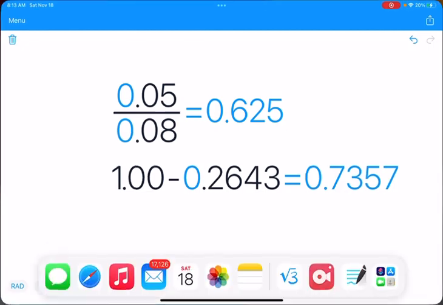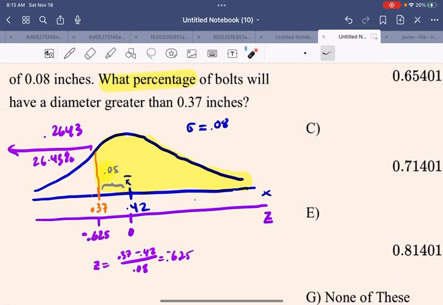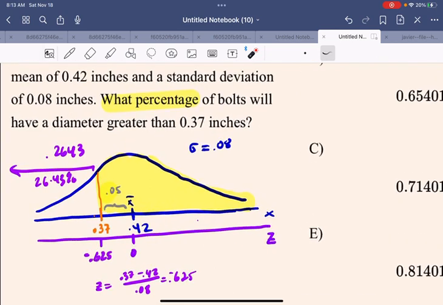Okay, 73.57. So that leaves 73.57% of the area to the right. So that together, these and this make a total of 100%.